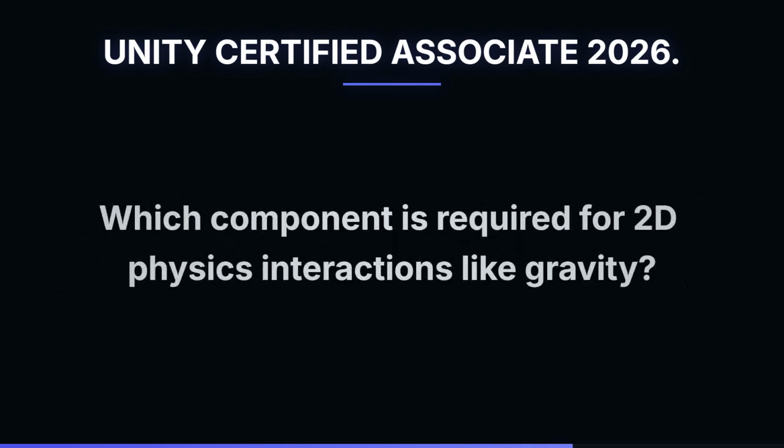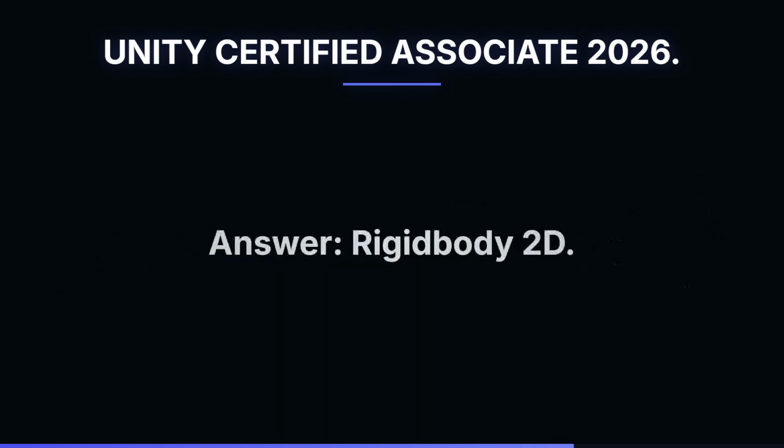2. Which component is required for 2D physics interactions like gravity? Answer: rigid body 2D.